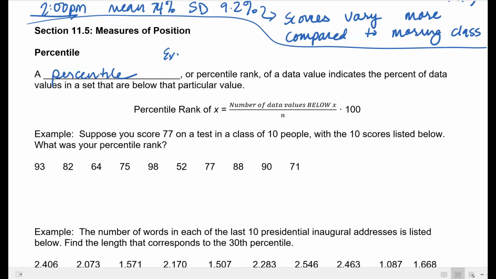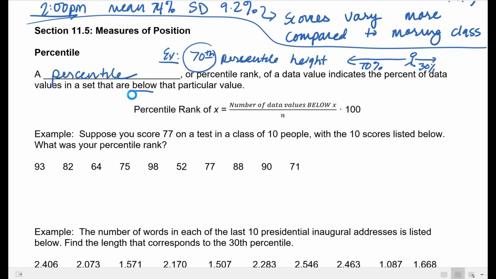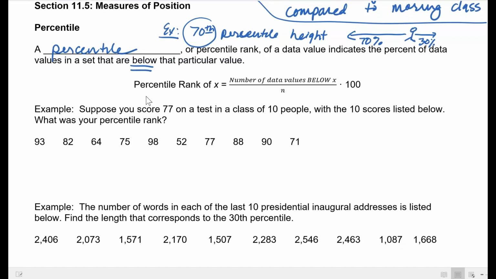So for example, if I was told that I was 70th percentile for height, what that means is that I am taller than 70% of people. So 70% of people are shorter than me, and 30%, because 70 plus 30 is 100, are taller. So it means I'm fairly tall. The percentile always describes the percentage that is below you. Okay, so let's look at this example, and then we'll use this formula.